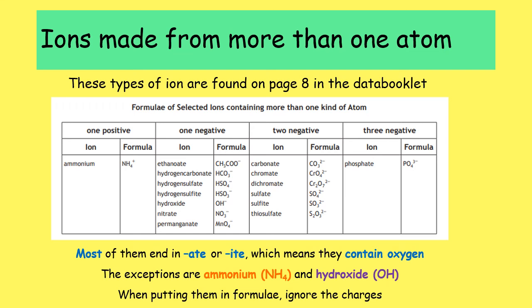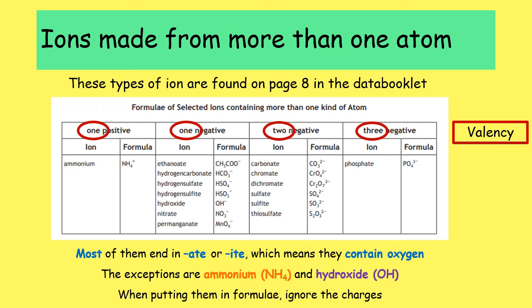Now, whenever we are putting these ions into chemical formula, what we do is we write the symbol in formula but ignore the charge. So for example, NH4 plus is written in the formula for ammonium, we would just write NH4.